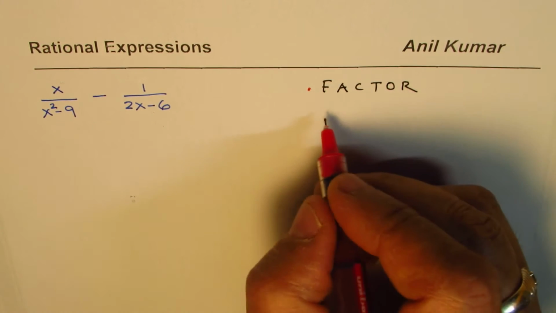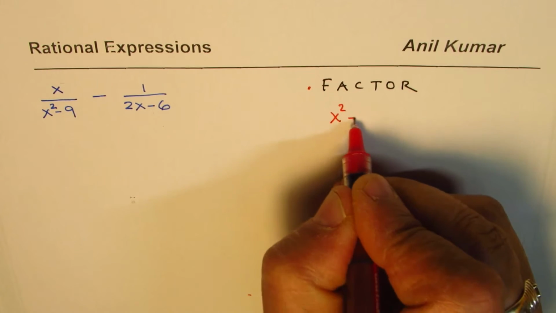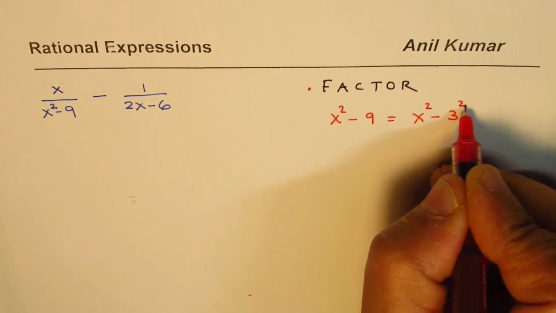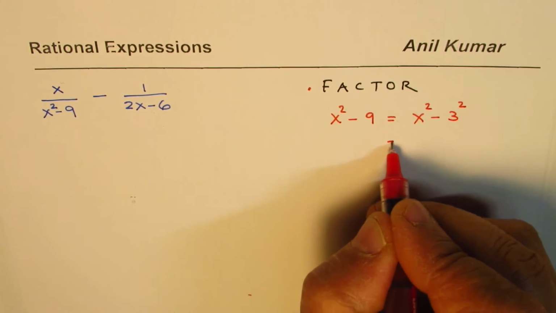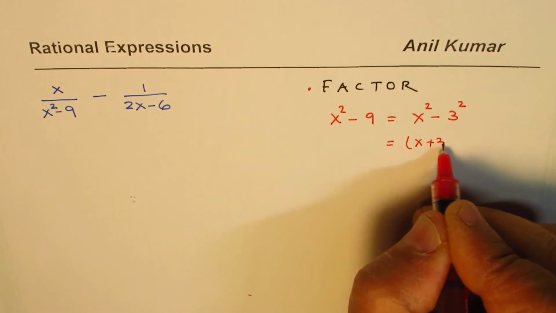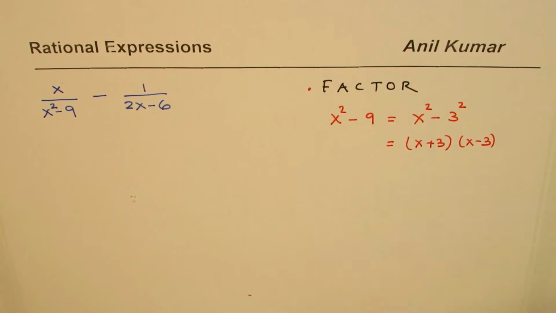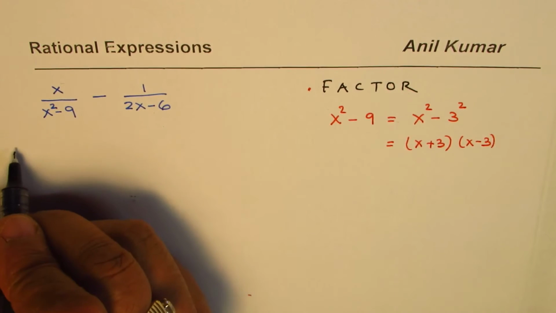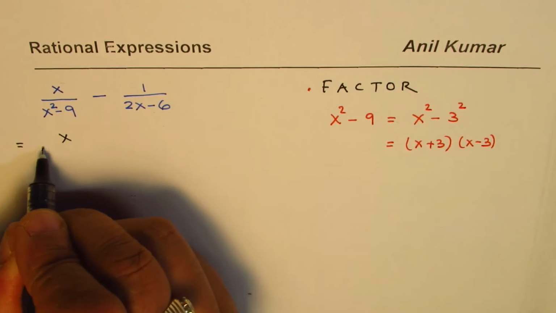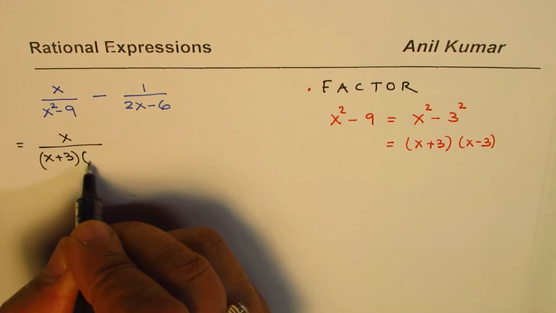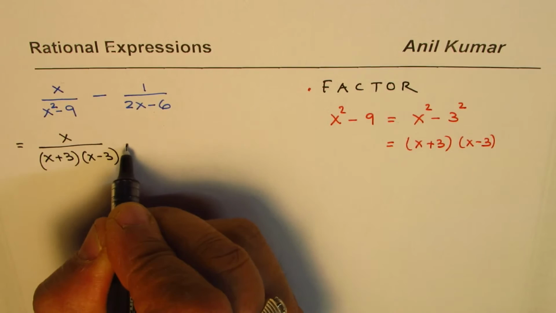This reminds you of, let's do it separately. X squared minus 9 could be written as x squared minus 3 squared, right? So which is difference of squares, and I could factor this as x plus 3 times x minus 3, correct? So I get that in the denominator. So I could write this as x divided by x plus 3 times x minus 3 minus.